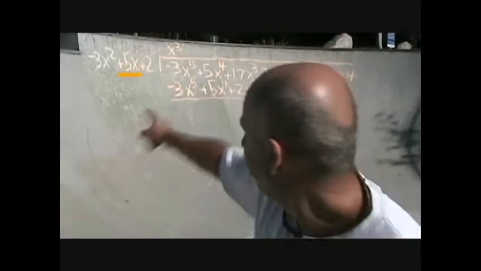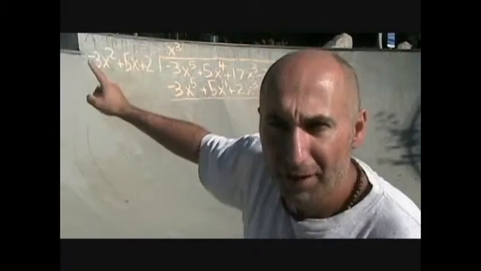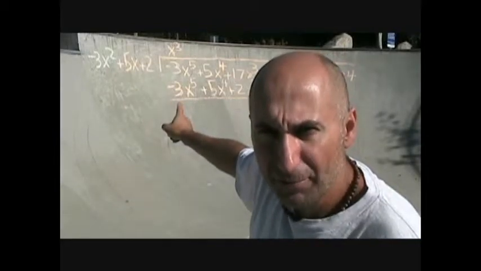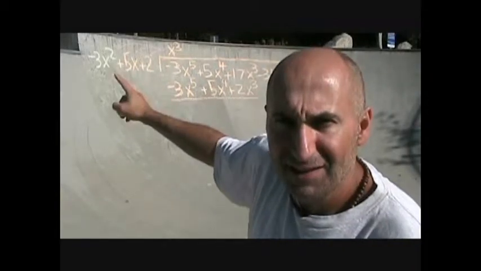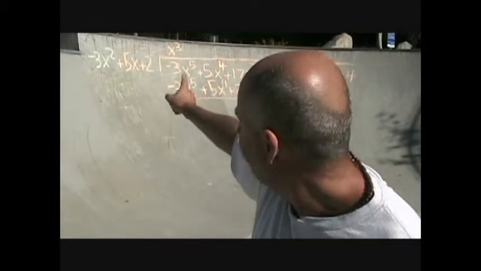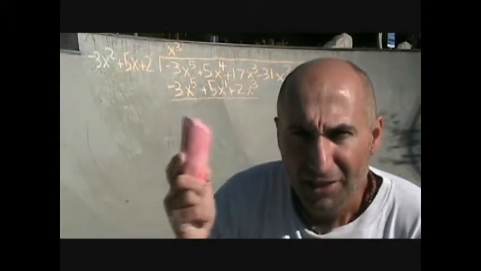Now, slight correction. Over here, it was supposed to be plus 5x, okay? So x cubed times negative x to the power of 2 is going to be negative x to the power of 5. x cubed times 5x is going to be positive 5x to the power of 4. And x cubed times 2 is going to be 2x cubed. Now, what we're going to do is change all the signs and add them.